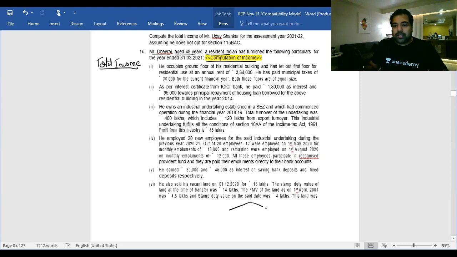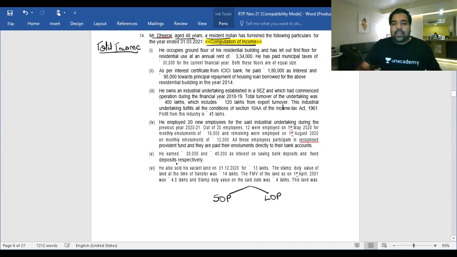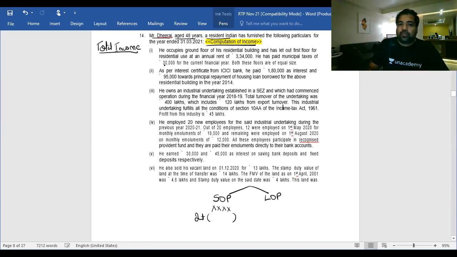So guys, there are two things. Half the house he is occupying as his own residence and half he is letting it out. So we need to do the two calculations. For SOP, life is simple. Everything is nil, nil, nil, nil. Only thing you have to minus is whatever interest payment there is. He has paid municipal taxes of 30,000 for the current financial year. Both these floors are of equal size. As per the interest certificate from ICICI Bank, he's paid 1,80,000 as interest.